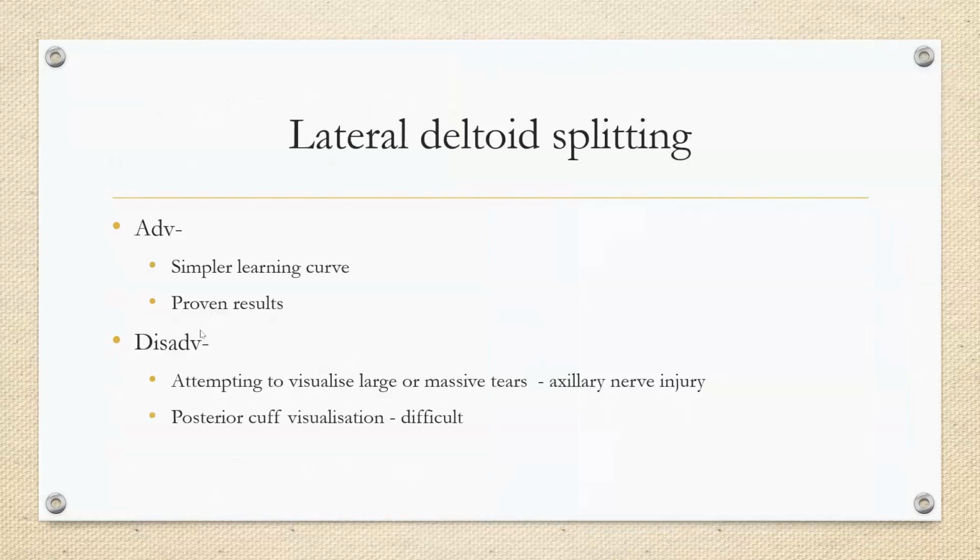So the primary advantage is a simpler learning curve, and it has proven results, with multiple studies showing good long-term outcomes. But the main disadvantage is that if needed to visualize a large or massive cuff tear, one might have to extend the incision much more distally, and this again entails the risk of injury to the axillary nerve. Also, it's a very laterally placed incision, so visualization of the posterior cuff will be difficult. This is a disadvantage as compared to arthroscopic procedures.